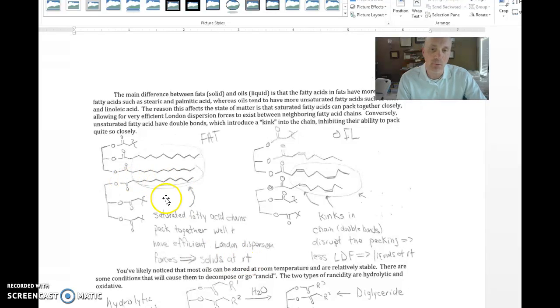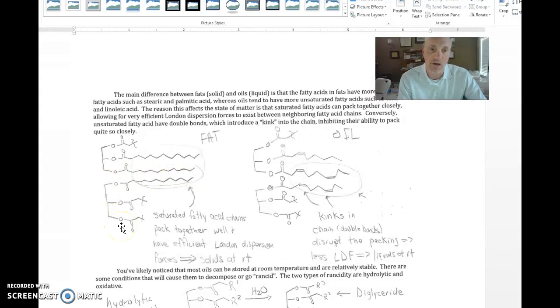When I say that it's a relatively strong attraction, keep in mind, by comparison to hydrogen bonding, this is actually very weak. So weak that even though these are solids at room temperature, if you've ever tried melting butter, you would realize that you don't need much heat to overcome that interaction.